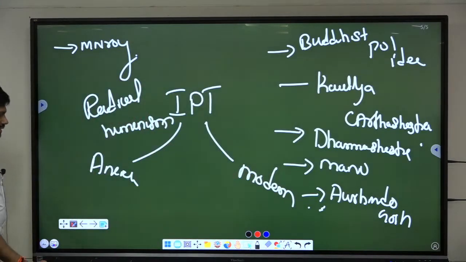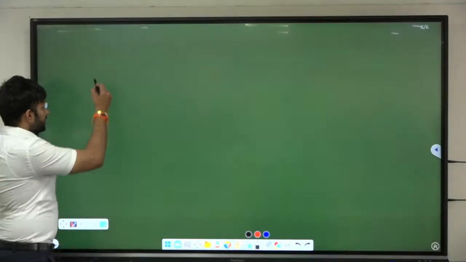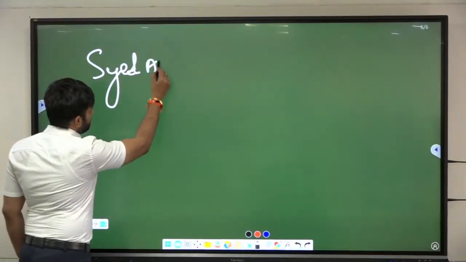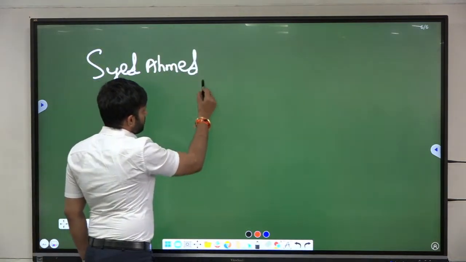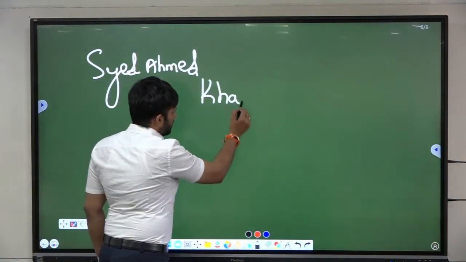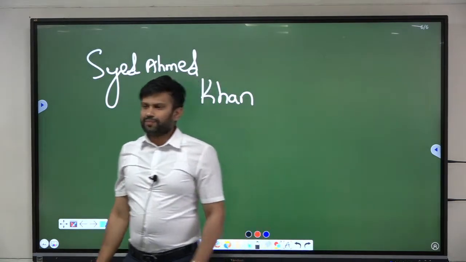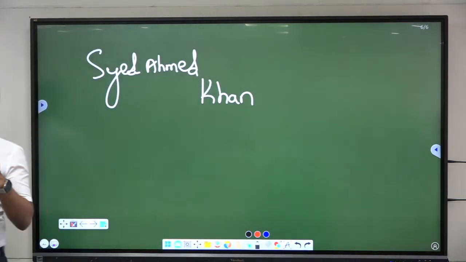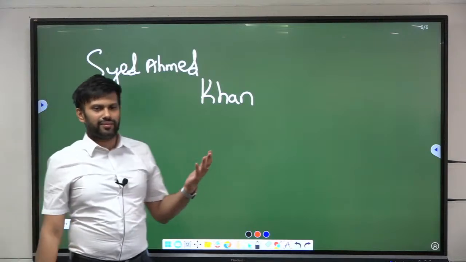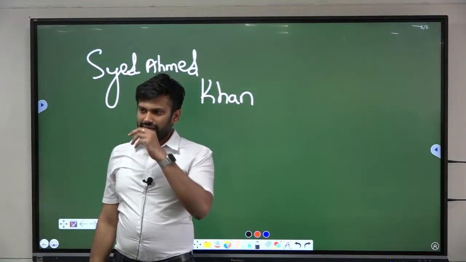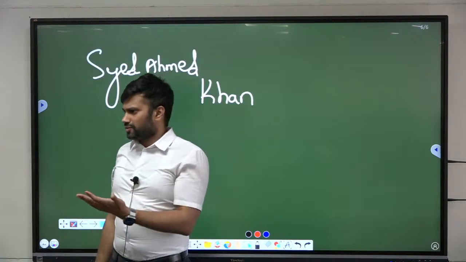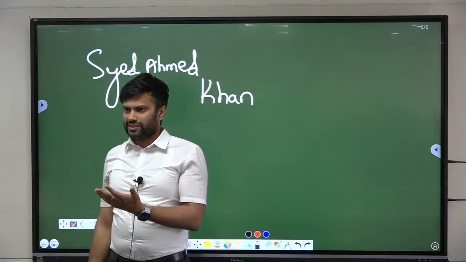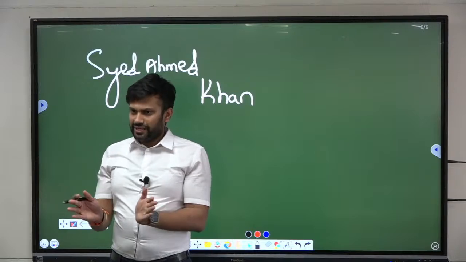Then you have Sir Syed Ahmad Khan. Syed Ahmad Khan presented certain ideas. One section views Syed Ahmad Khan as a modernizer. He spoke about modernization and mainly about the upliftment of the Muslim community. And you can see Syed Ahmad Khan is also the founder of the Aligarh Muslim University. So he presented many ideas.